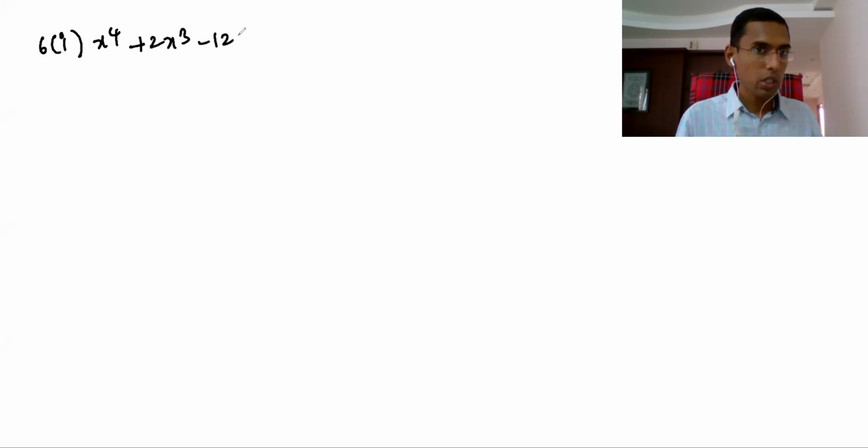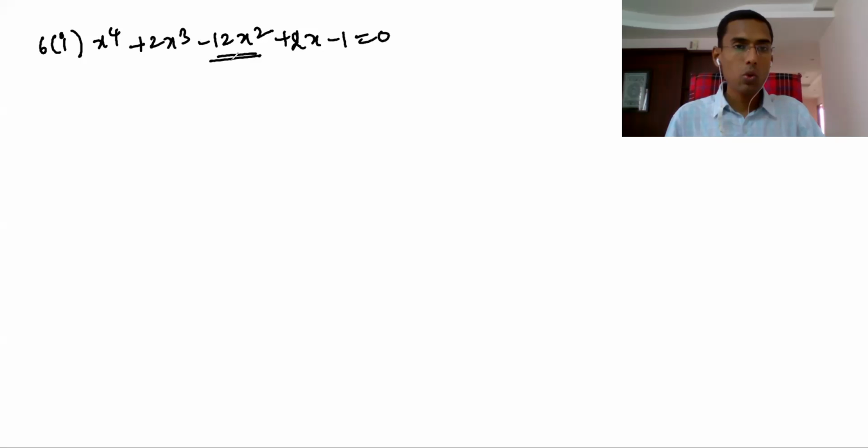Transform the following equations into ones in which the coefficient of the third highest power of x is 0. Third highest power. So first, in this question I am taking, x power 4 plus 2x cube minus 12x square plus 2x minus 1 equal to 0. Third highest power means this one I don't want.